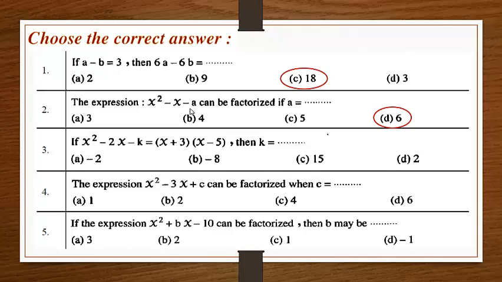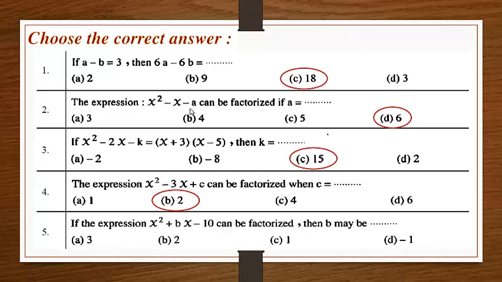If x power 2 minus 2x minus k equals x plus 3 times x minus 5, then k equals 15. The expression x power 2 minus 3x plus c can be factorized when c equals... I want to get a number that can be factorized to two numbers whose product is c and whose sum equals 3. We will choose 2 because 2 times 1 equals 2 and 2 plus 1 equals 3.